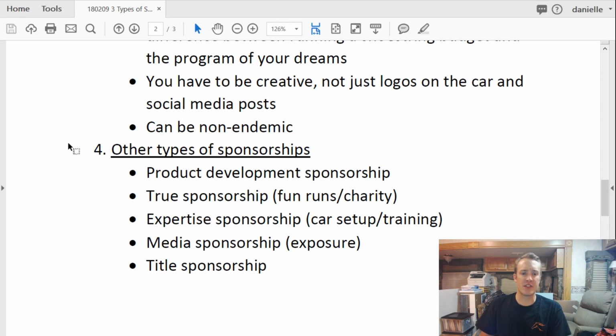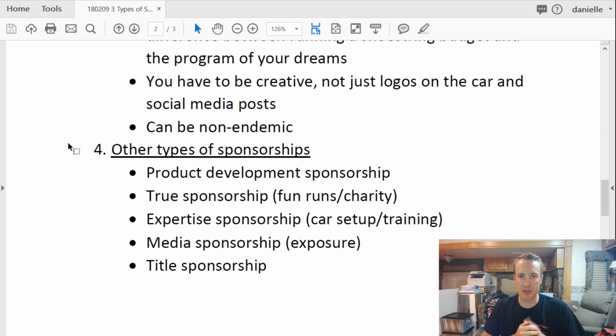And last but not least, these can be what's called non-endemic. Endemic sponsorships are companies and brands that are involved in your industry. So if you're in motorsports, like most of you probably are, that's going to be companies like Graham's Performance, Dark Horse Customs, VP Racing Fuels, Bridgestone Tires. It's going to be any car or automotive company.